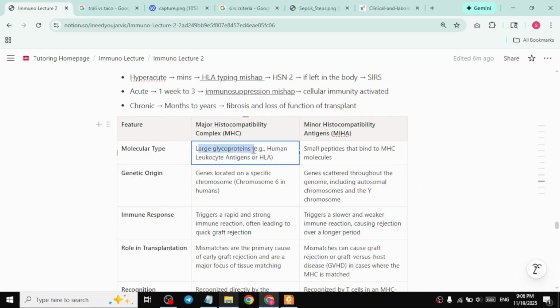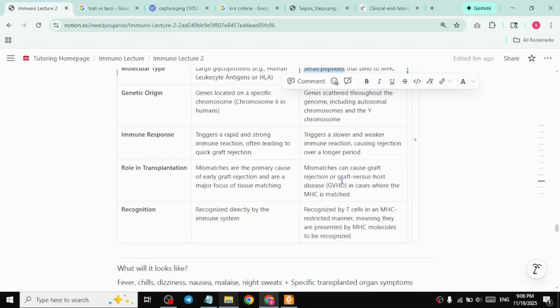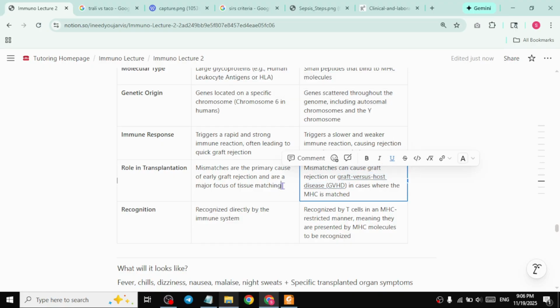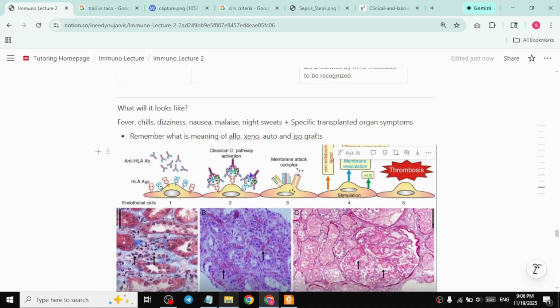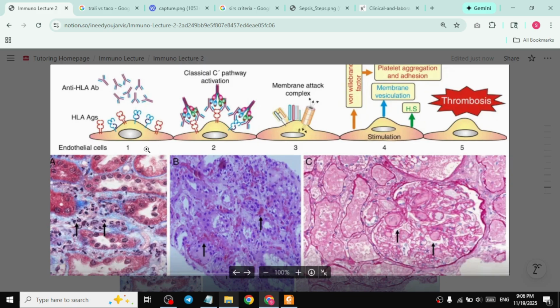This is going to be large glycoproteins, while this is going to be small peptides, okay? And usually this is the thing that leads to graft versus host disease, okay? And this is the one that is involved in hyperacute and acute types of presentation, okay? If you ever come across that minute detail, just be ready, okay? Now here are some pictures of the different thrombosis events that you can see and all the different cells that may be involved. This is going to be the kidney, right? This is the glomerulus, but the glomerulus has these nodules developing because you have thrombosis in those capillaries now.